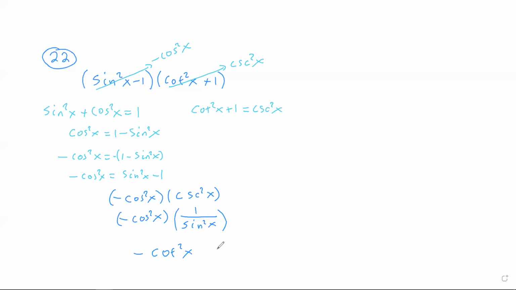Teacher, why do we get there? Cotangent. So from here, this would be equal to minus cosine squared of x divided by sine squared of x. And so cosine divided by sine would be cotangent, or 1 divided by tangent.